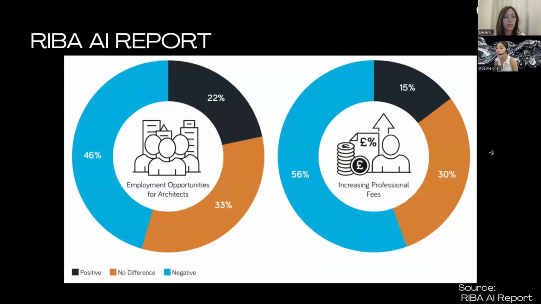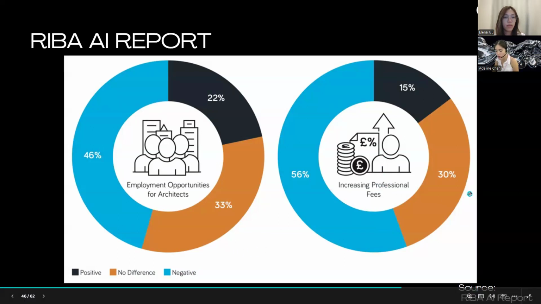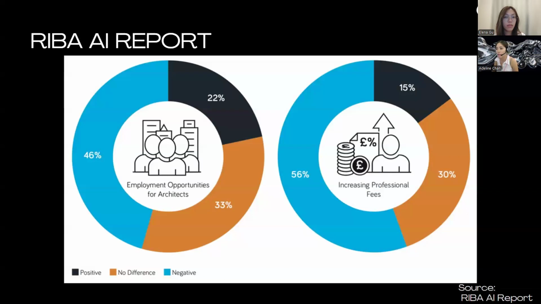And to go very quickly back to the RIBA AI report, I just want to state that when I look at this chart, you can see that 56% of the interviewed people, architects, believe that AI will not be increasing professional fees. I would argue that this is indeed the case. I also believe this is indeed the case if we don't consider incorporating AI in our workflow.